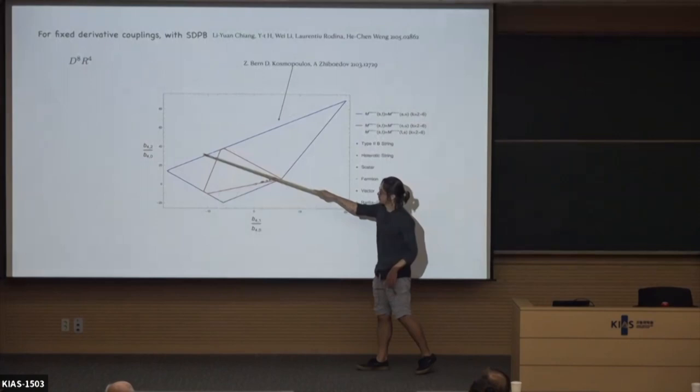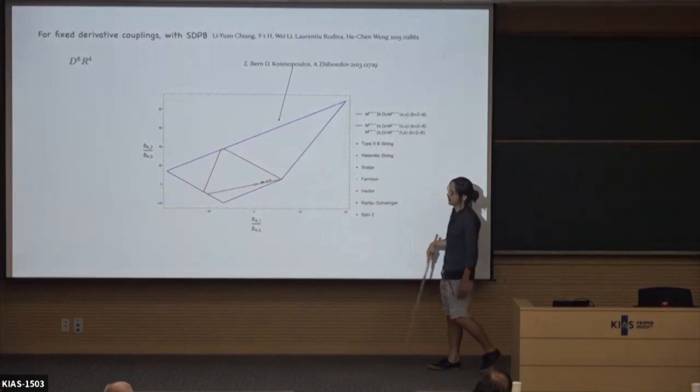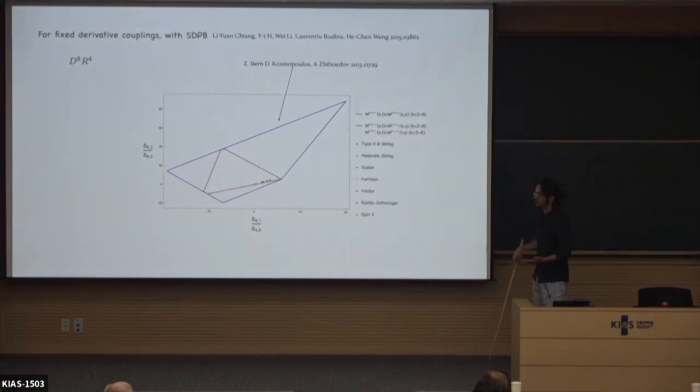Of course, once you have this bound, you're interested in looking at all your favorite theories where they actually live inside this region. By the way, this region is now stable. So basically, this is reflecting the positivity bound, the positivity of the partial waves and the crossing symmetry.